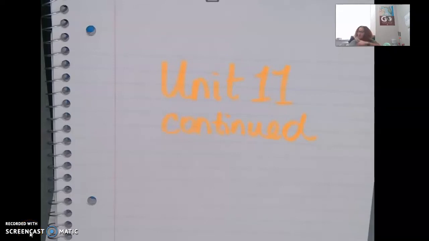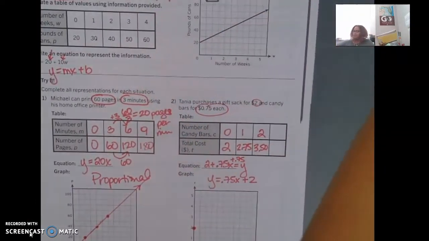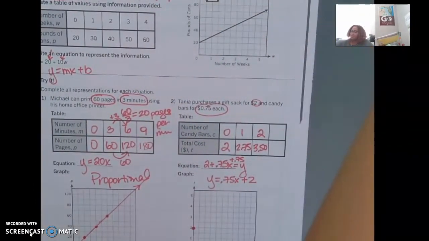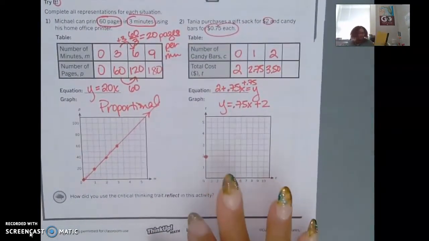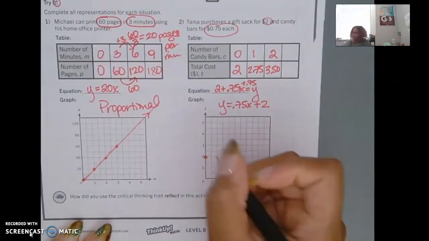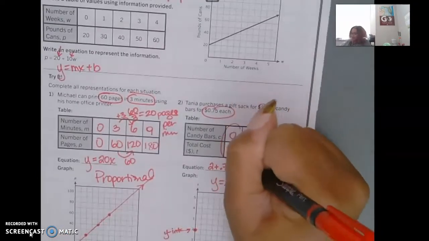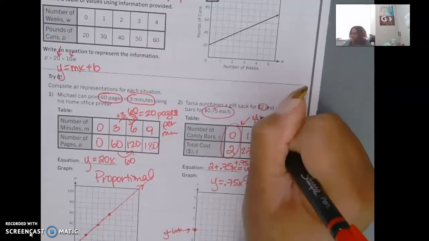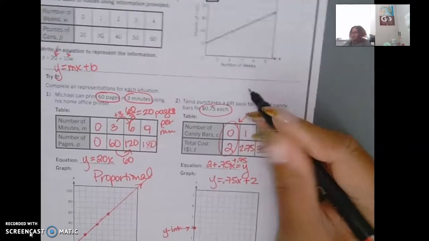Hey y'all, I'm continuing to go over notes for Unit 11, and this is where we left off from my previous video. We were starting to draw the line here that did not go through the origin, but instead it went through $2. So this is my y-intercept. And this is also how I identify the y-intercept. It's where the x value is 0.